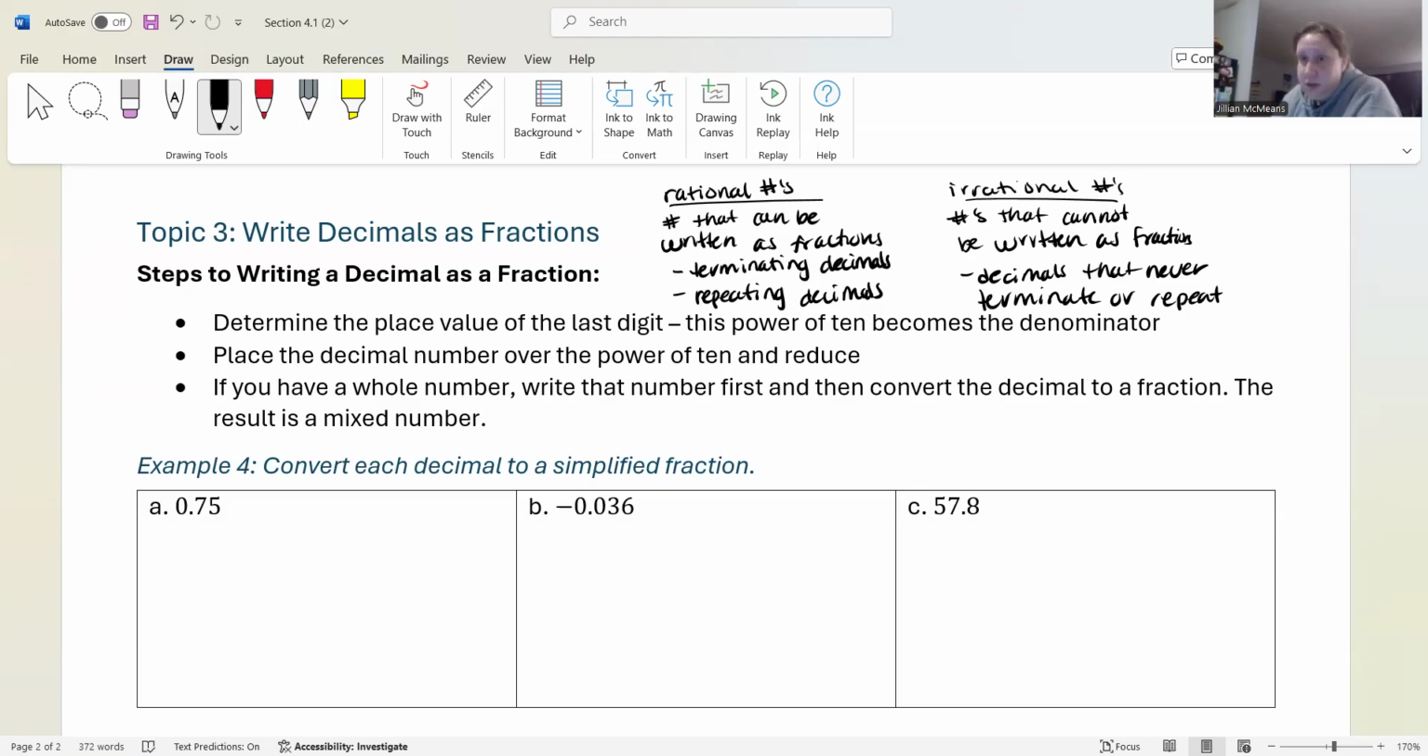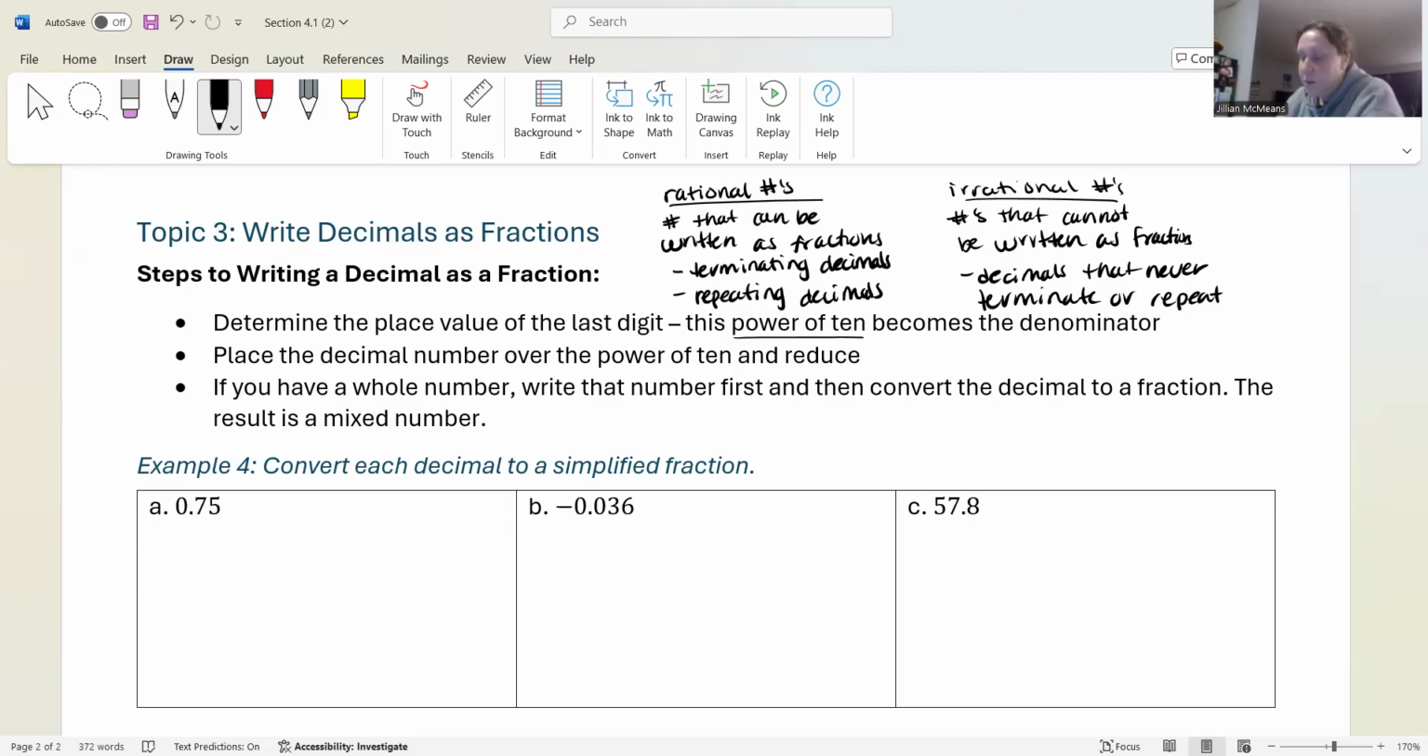So what we have to do is determine the place value of the last digit, okay? So figure out whatever your last digit is and determine its place value because this power of 10 becomes the denominator of our fraction. Because remember, we've noticed there's this really cool connection between the place value and the number of decimal places and the number of zeros in the power of 10 that represents that place value. Okay, so we need to make note of that.